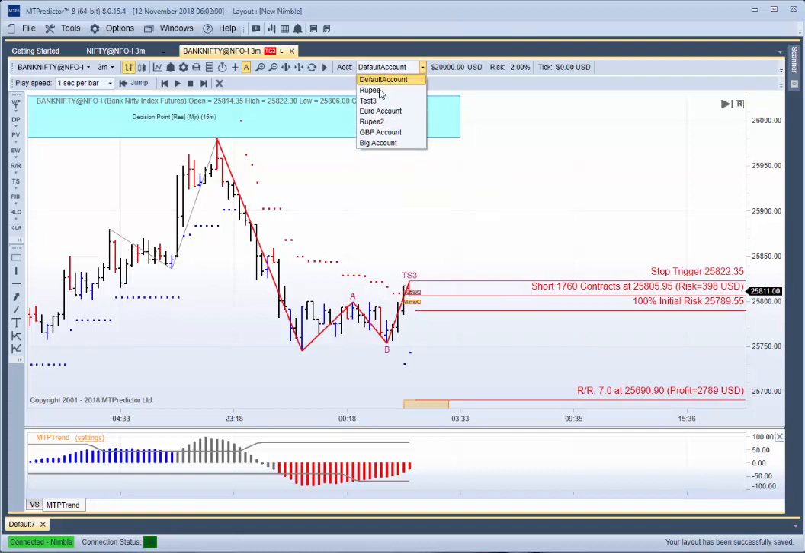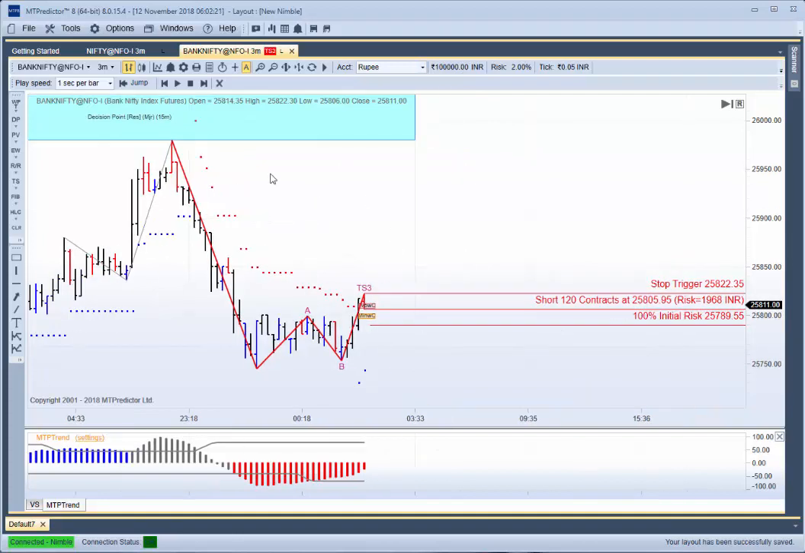I'll just change that to a rupee account. Whatever value you want, a rupee account there, and that gives you the correct number of contracts for your size of rupee account. And as you can see, it was a good looking setup. It was good looking because we were coming off a meaningful resistance area.